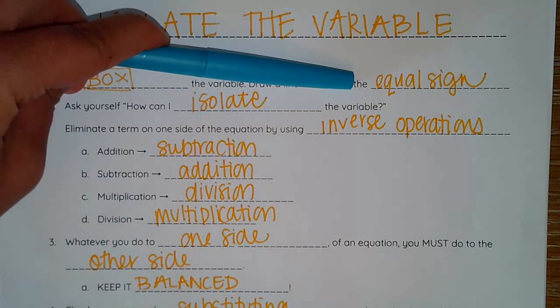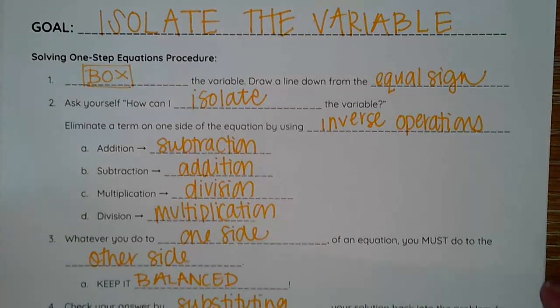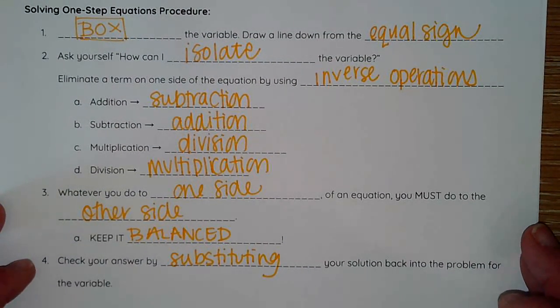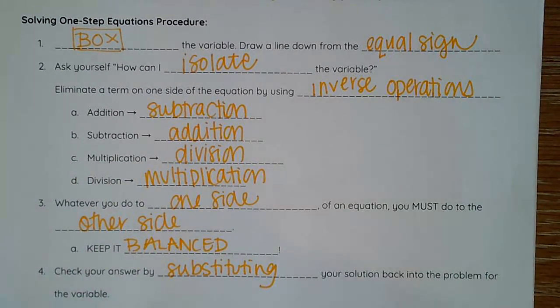That line down from the equal sign should give you the tip-off that you need to keep everything balanced, like a scale. What you do to one side, you do to the other. Once you've gotten your solution, you will check it by substituting that solution back into the problem as the variable and confirming that your equation does make sense. So let's try a couple of problems here.